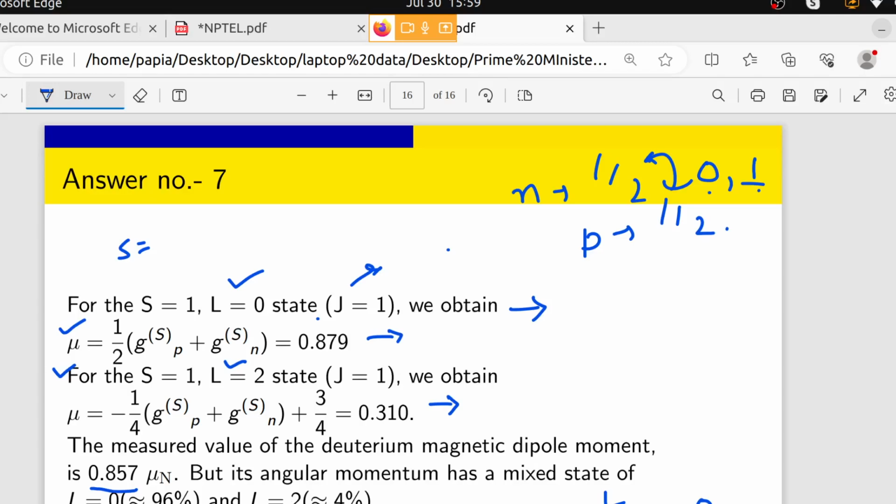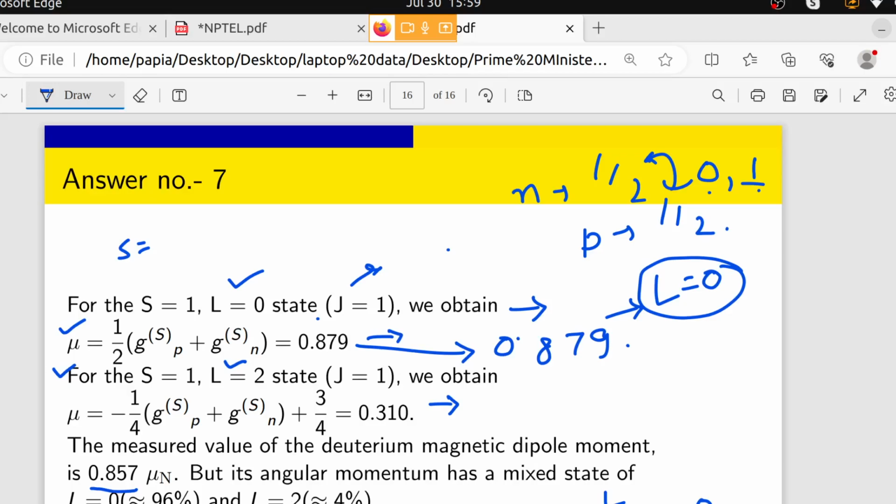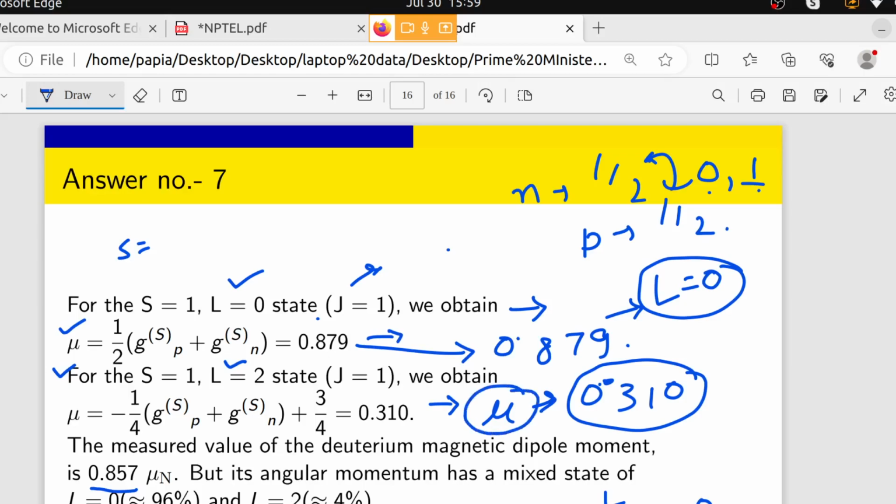For the first case, mu is half into (g_p S plus g_n S). What is g? g is the gyromagnetic ratio for proton and neutron. If I put these values, we get 0.879. This is coming from the L equals 0 combination. For the second combination, S equals 1, L equals 2, which gives total angular momentum 1, the expression gives a mu value of 0.310. So 0.310 is not equal to 0, which means there is a non-zero value of mu coming from the L equals 2 state.